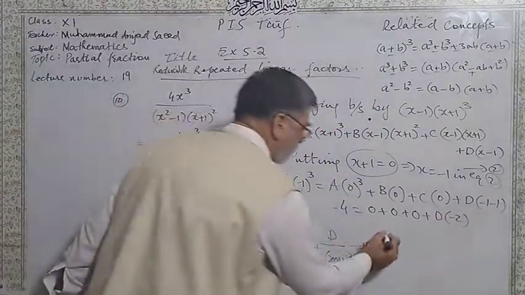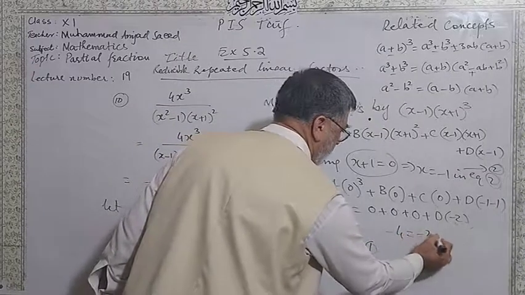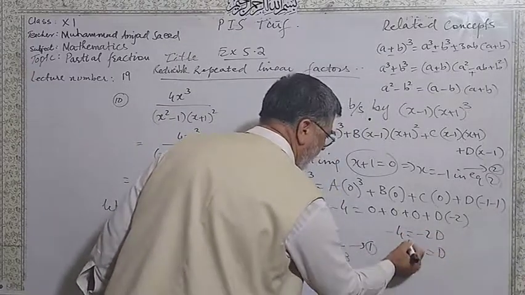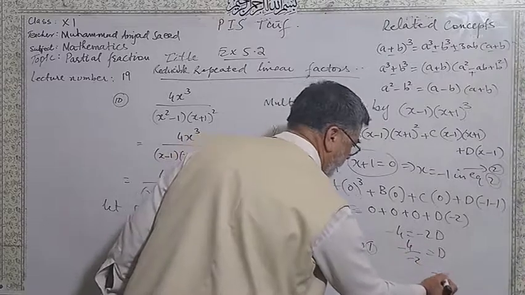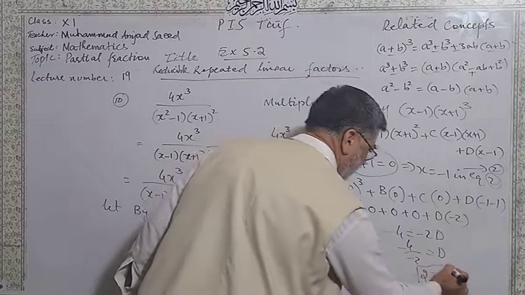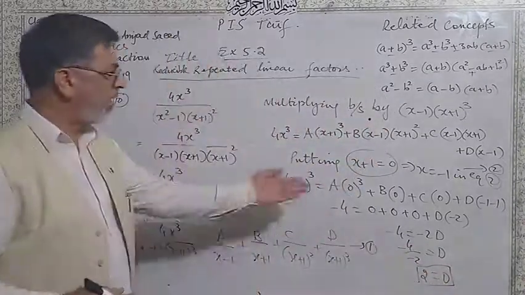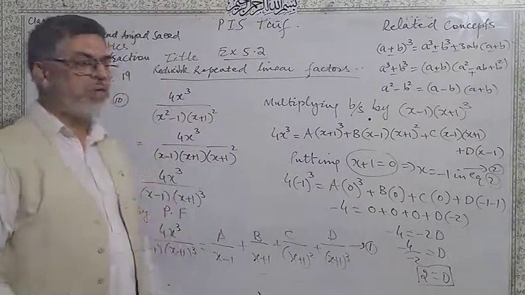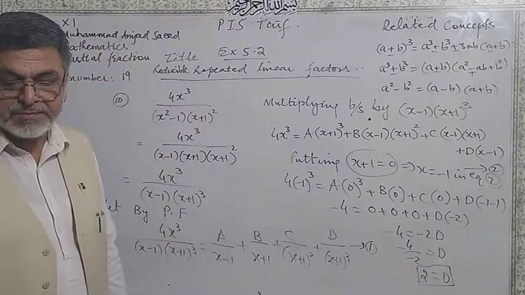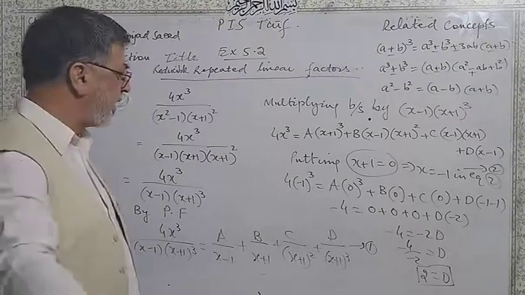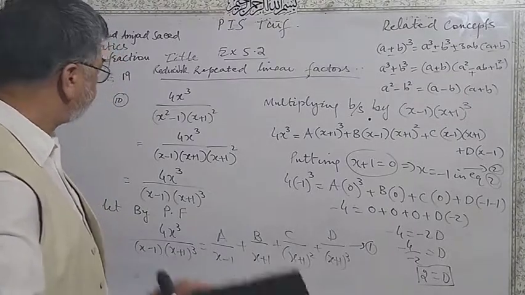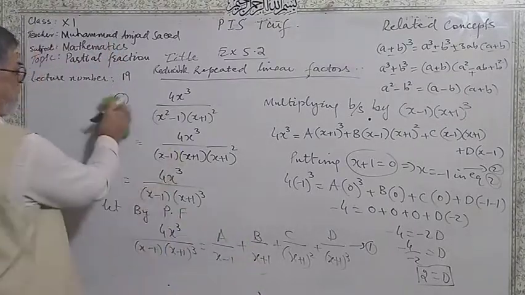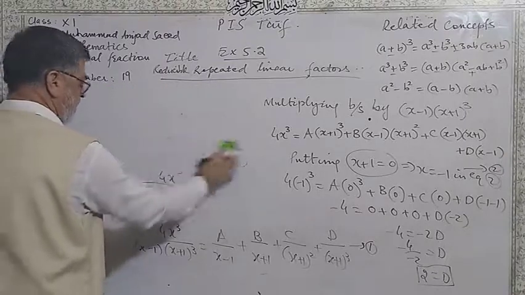So we will have minus 4 is equal to minus 2d, and d is minus 4 over minus 2, and d is equal to 2. Dear students, this is the value of d we have found with the help of the putting method. After that, we will find the other constants.